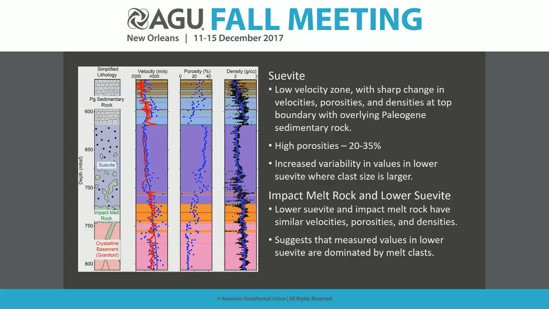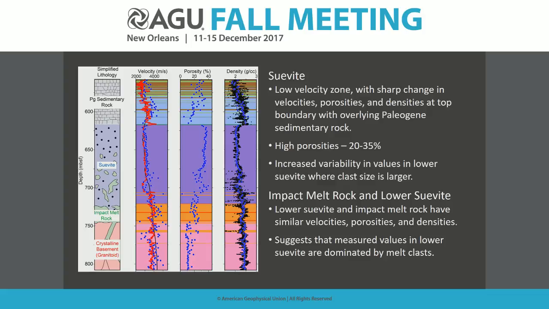The density, this is from the multi-sensor core logger as well as the little sample measurements. We have increasing density throughout the sediment, and then this Paleogene sedimentary rock, and then a sharp change at the suevite. So all three of these show a sharp change at the suevite: lower velocities, lower densities, higher porosity.